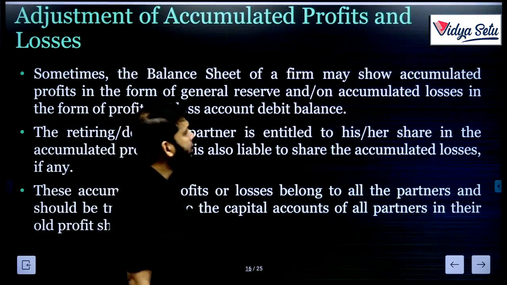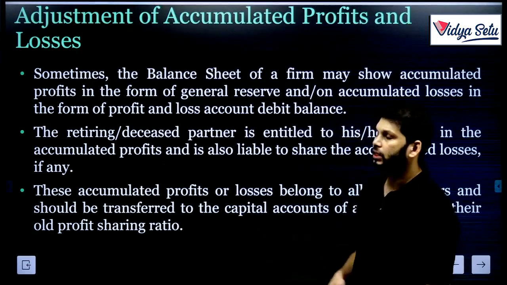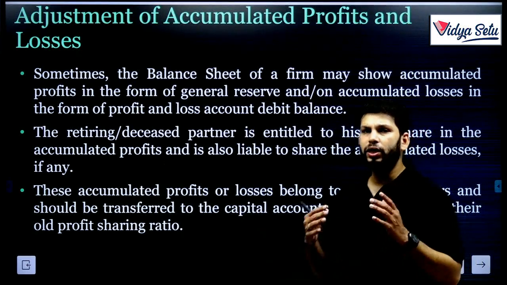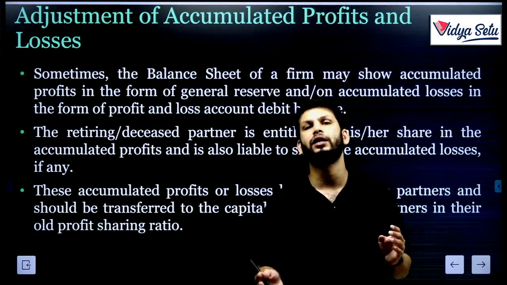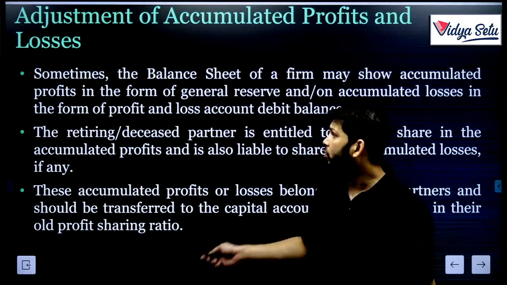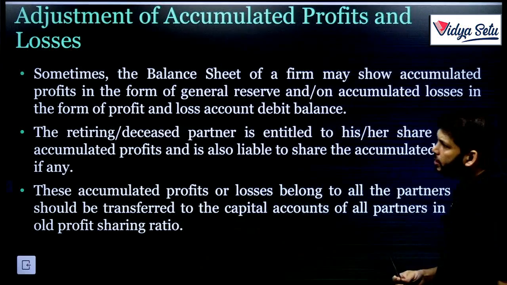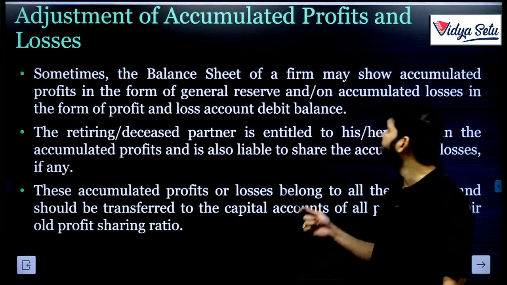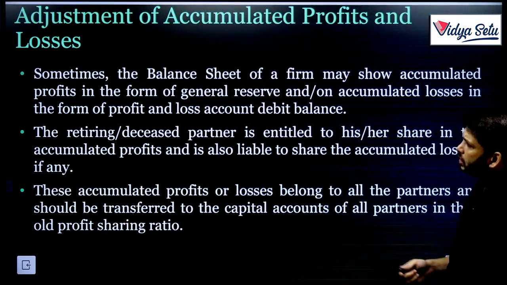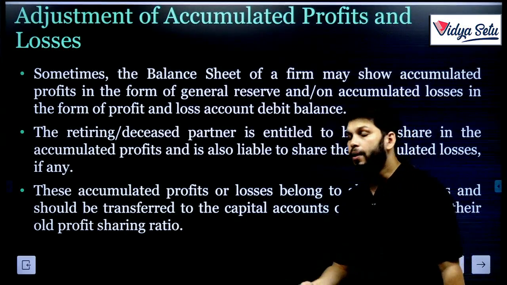Adjustment of accumulated profits and losses. Okay, we all remember what is to be done with the general reserve or P&L debit or credit balance. Sometimes the balance sheet of a firm may show accumulated profits in the form of general reserve and/or accumulated losses in the form of P&L account debit balance.